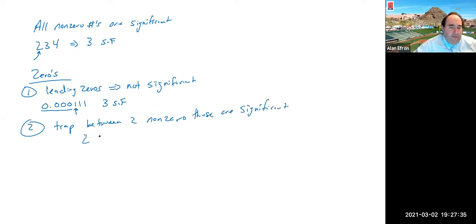So like 2004, start counting here, significant. These zeros are trapped, they're significant. Guy at the end, significant. This guy would have 4 significant figures in this particular case. And lastly, we have zeros that are at the end of the number.